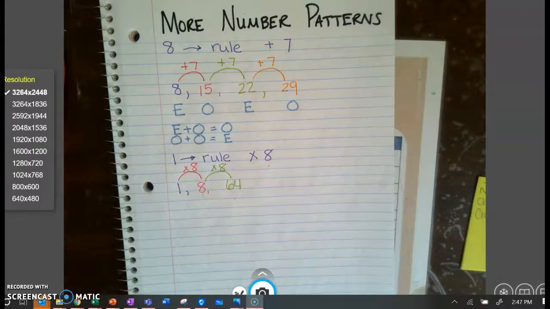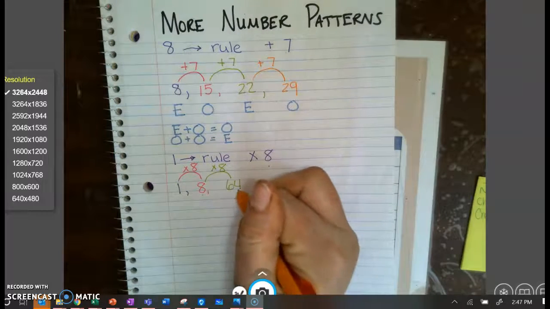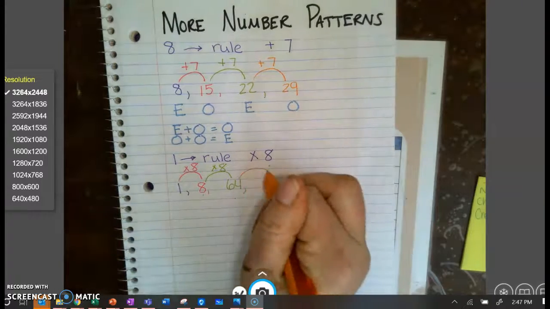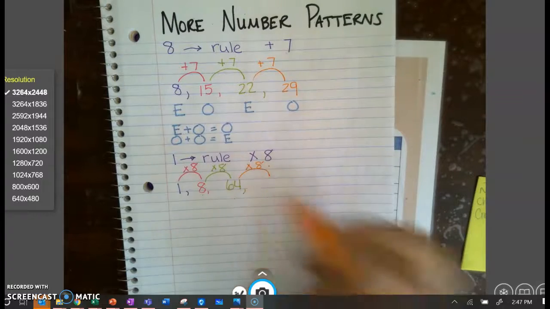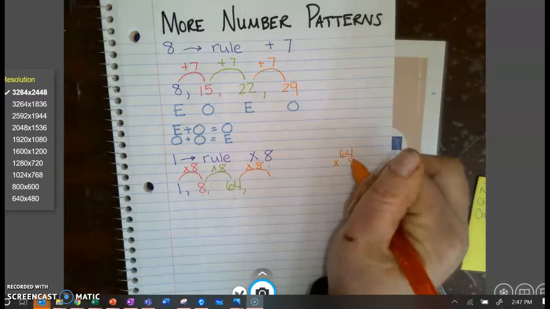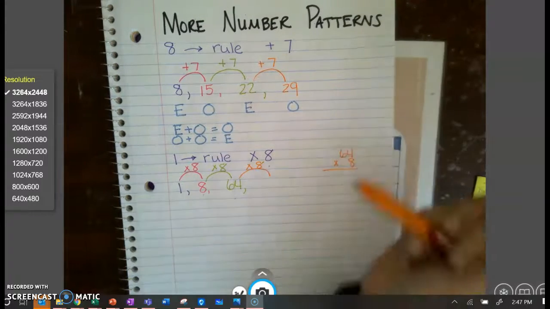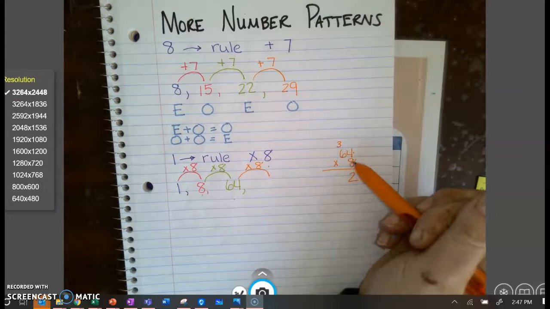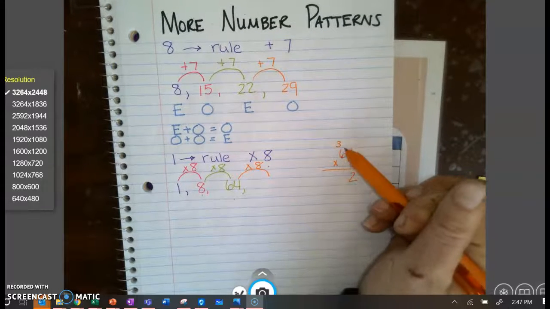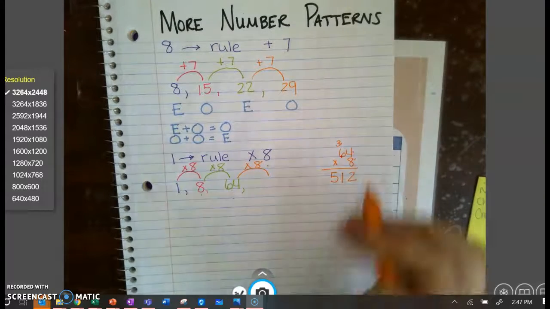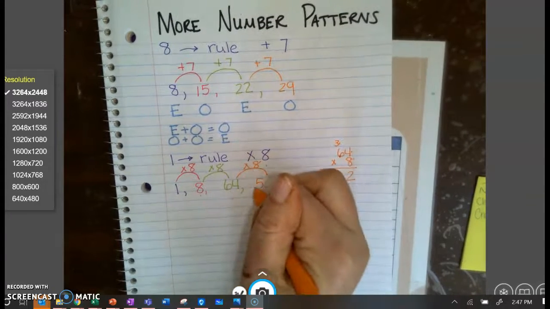I'm getting big numbers here. Uh-oh, I can do this. Now I'm going to go 64 times 8. I need to do a little bit of math on the side over here. 64 times 8. Okay. 8 times 4 is 32. 8 times 6 is 48, plus 3 more is 51. So 64 times 8 is 512.